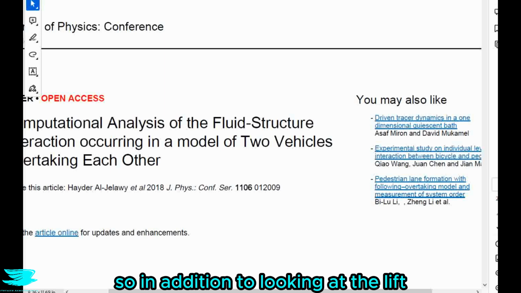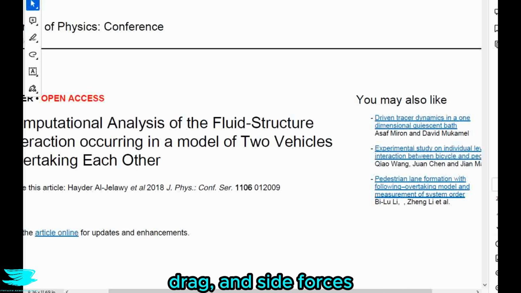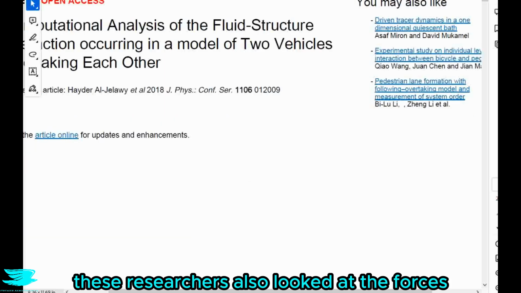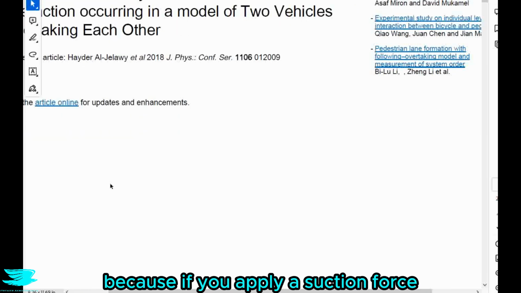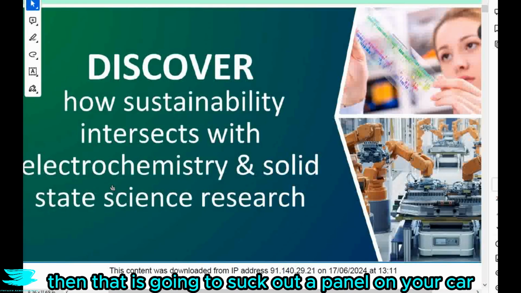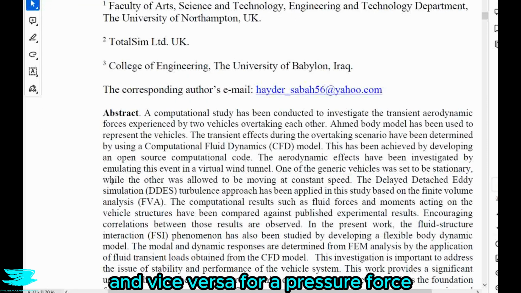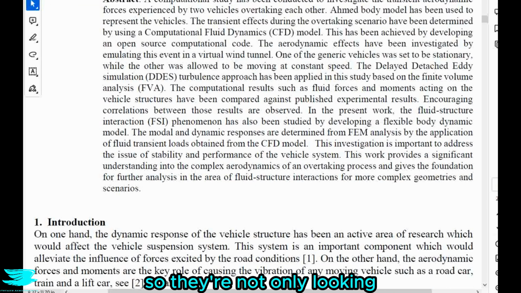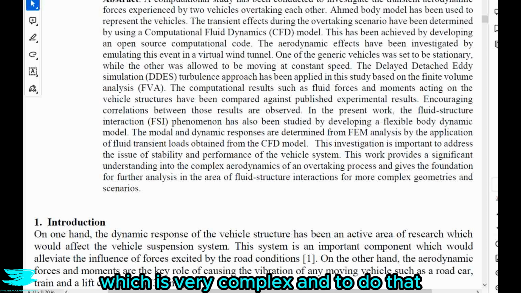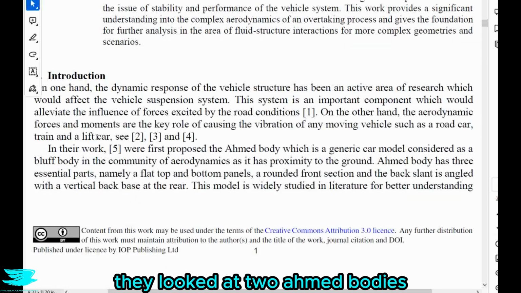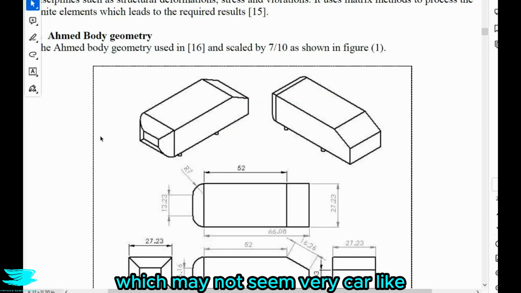In addition to looking at the lift, drag, and side forces, these researchers also looked at the forces trying to deform the surfaces of the car, because if you apply a suction force, then that is going to suck out a panel on your car, and vice versa for a pressure force. So they're not only looking at the fluid side of things, but also the fluid structure interactions, which is very complex.